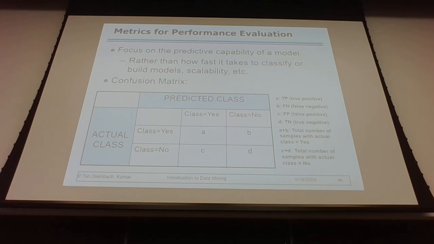Now the matrix that is used to calculate true positive, false positive is called the confusion matrix. So you have yes, no, and actual versus predicted class. These are, I think you know already.